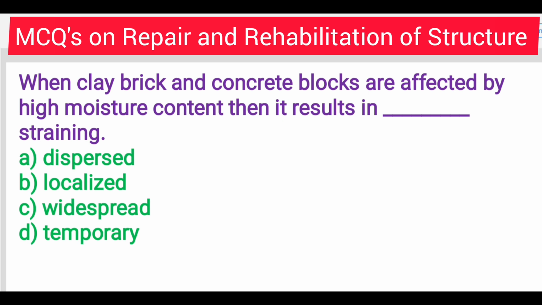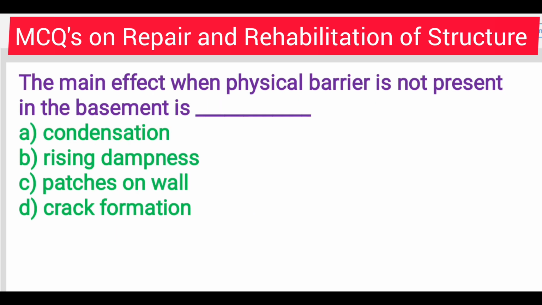Next question, when clay brick and concrete blocks are affected by the high moisture content, then it results in dash staining. Option A, dispersed. Option B, localized. Option C, widespread. Option D, temporary. So the correct answer is option C, widespread.